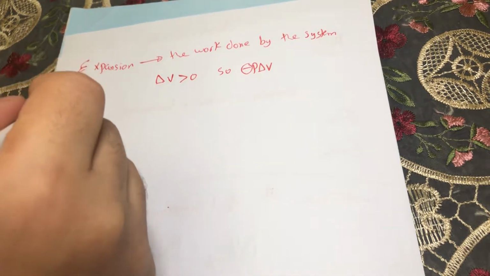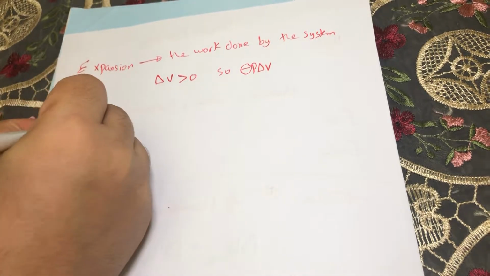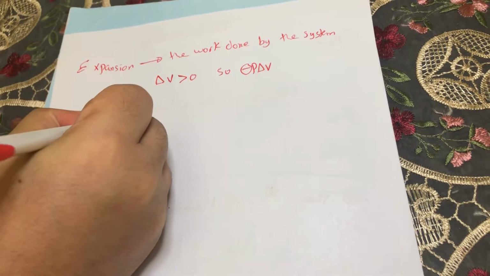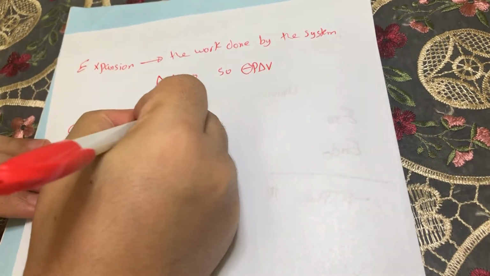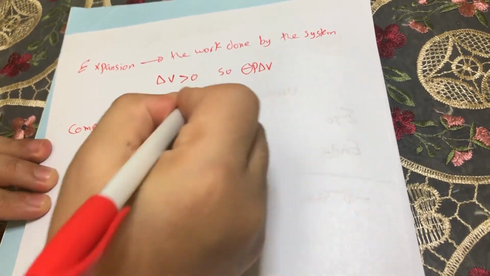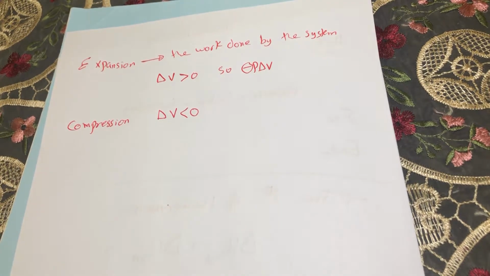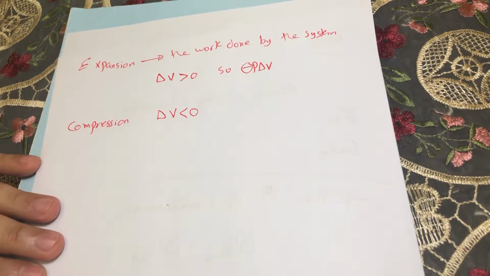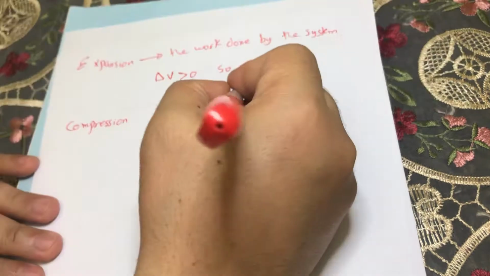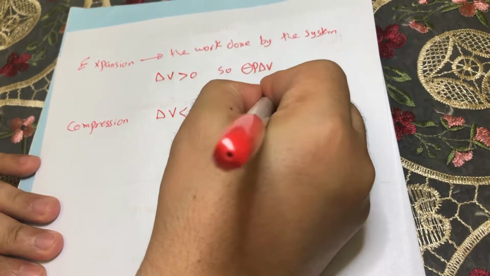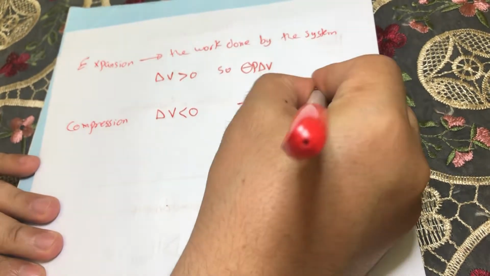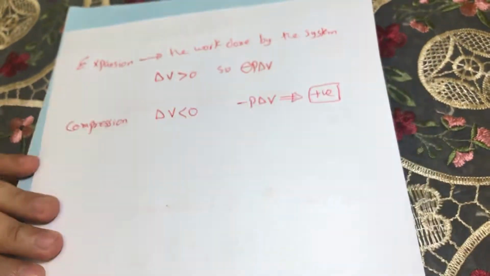But for compression, delta V is less than 0, because the work is done on the system, and minus P delta V should be a positive quantity.